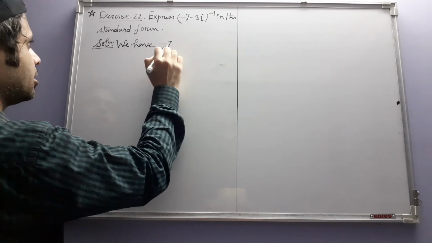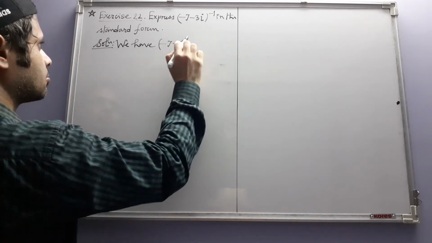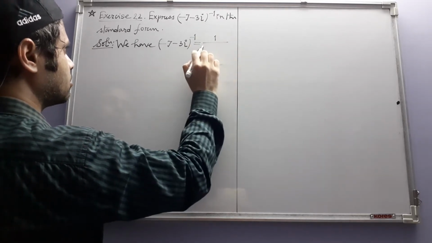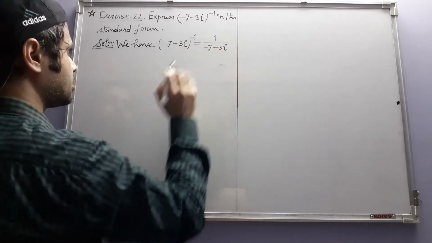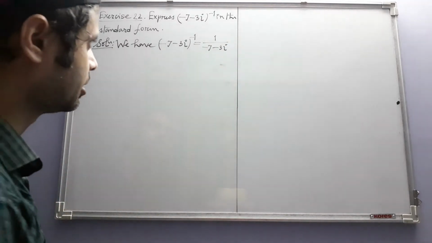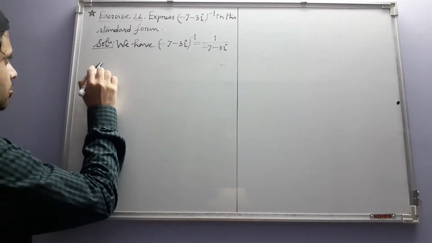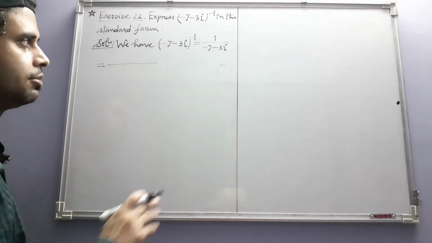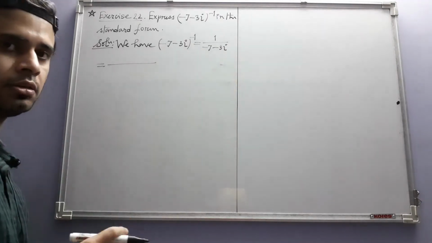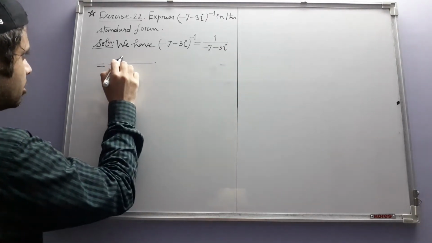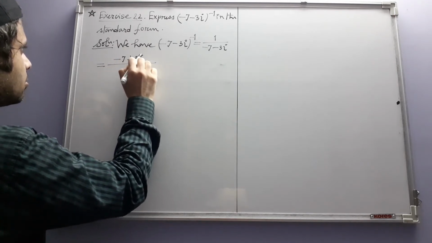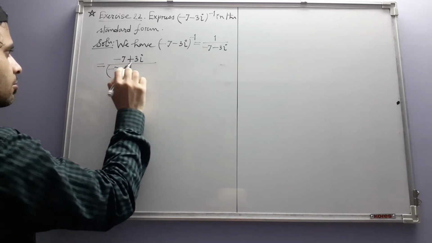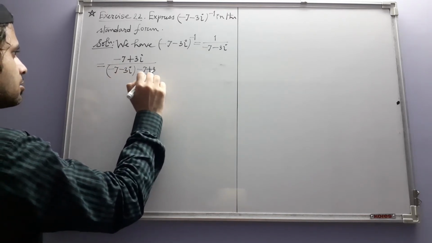We have (-7 minus 3i) to the power -1 is equal to, it's just the reciprocal of -7 minus 3i. So in this situation, what you do, you have to multiply and divide by the complex conjugate of the denominator. So the complex conjugate is -7 plus 3i, minus 3i times -7 plus 3i.